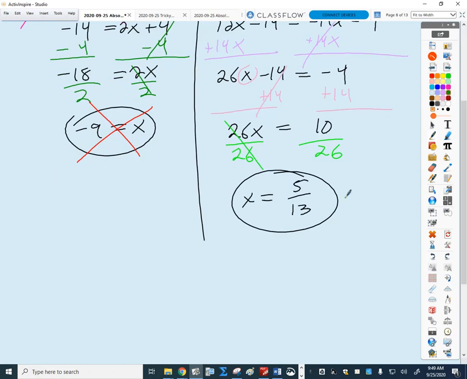The other one didn't check out. So in math, we would say that this was an extraneous solution. It didn't count. We only got one. That's it. 5/13. Okay.